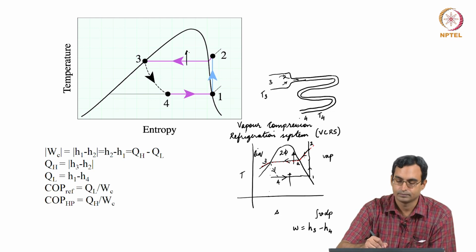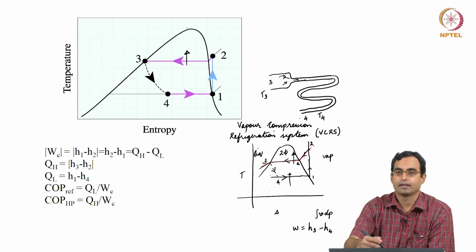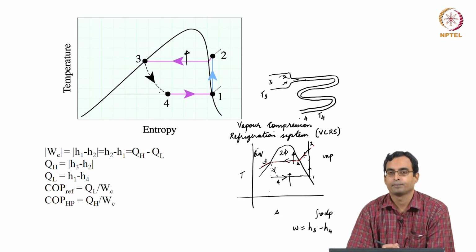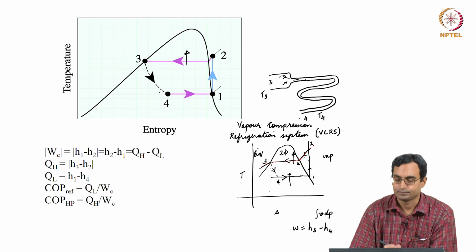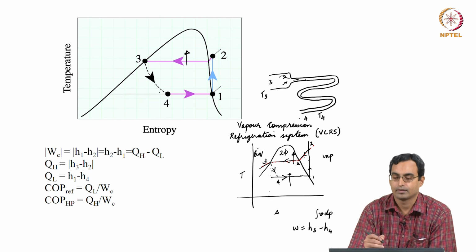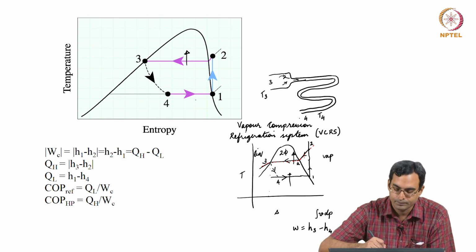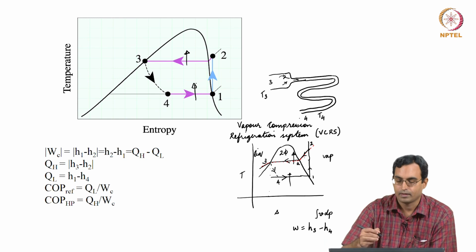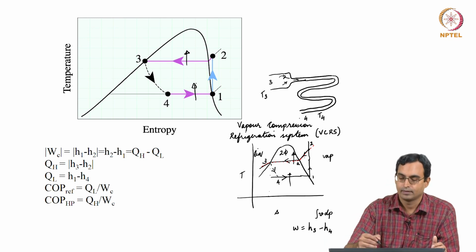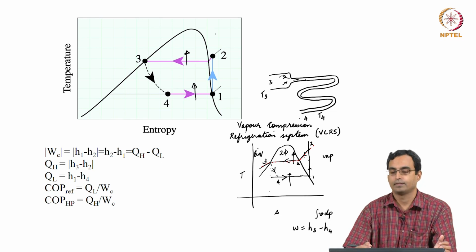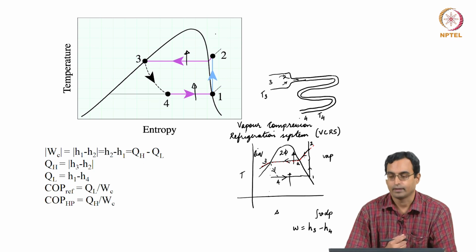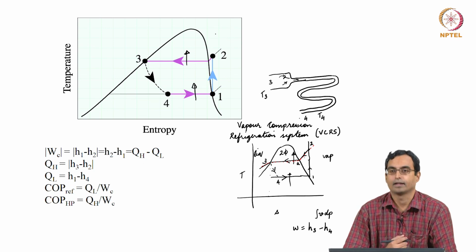of this cycle, which is usually heat rejected to the atmosphere, 3 to 4, which is a throttling process, which is adiabatic and irreversible, 4 to 1, which is constant pressure as well as constant temperature, heat absorption, where we are taking heat from the substance which we want to cool and taking it into the cycle. And then 1 to 2 once again is reversible adiabatic compression. So, this is essentially the VCRS cycle, which we use instead of the Carnot cycle.